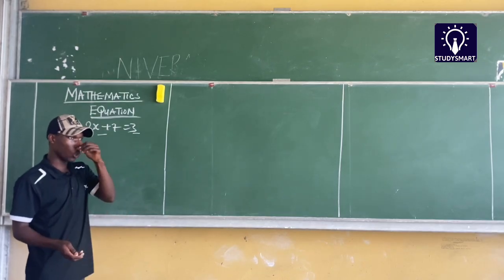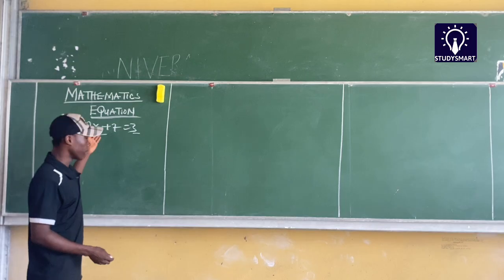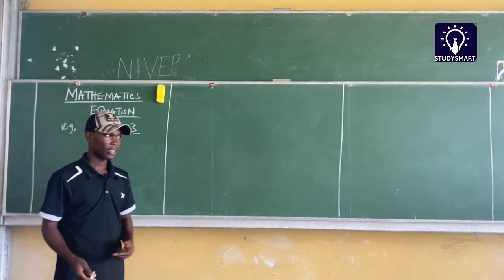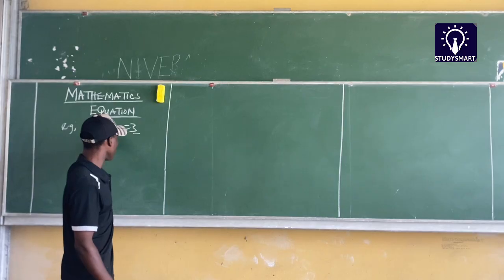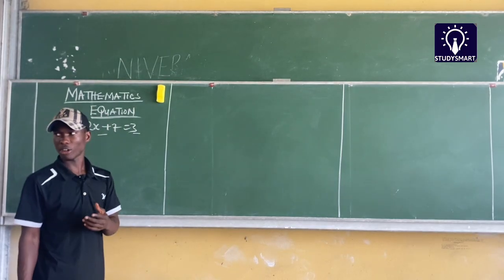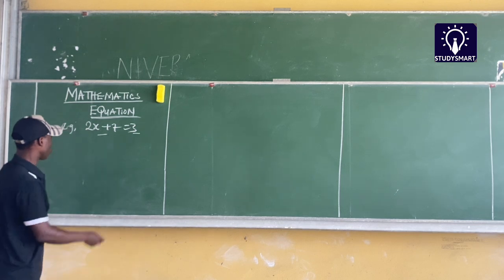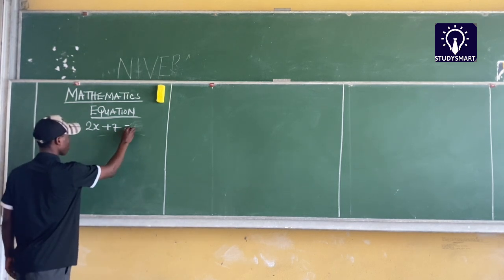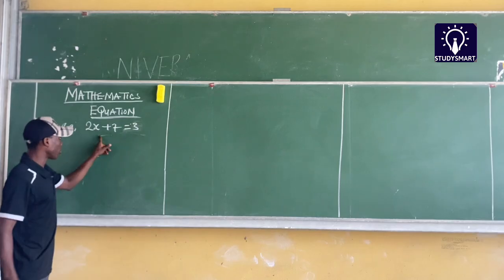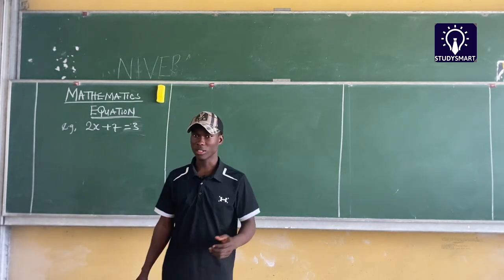So how do you know if two expressions, both the left hand side and the right hand side, are equal? We are going to quickly solve this problem in order to illustrate the concept. This is 3. Before we solve this problem, I just want you to note down some things in equations.